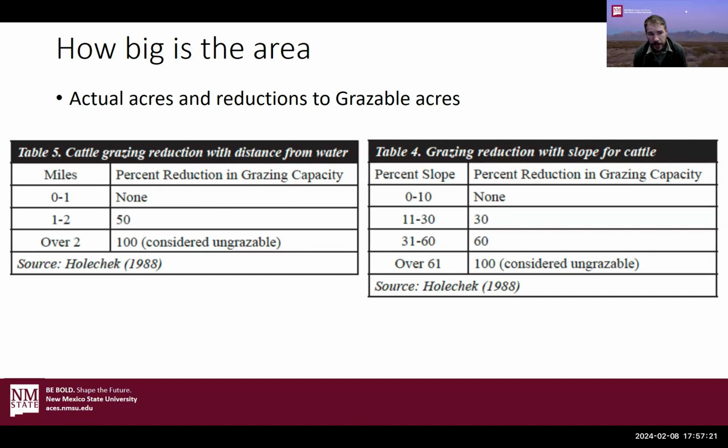Same with slopes. So 0 to 10, 11 to 30. These are also on a gradient, per se. So use those with the knowledge that they're an estimate and there's some wiggle room there for these reductions.